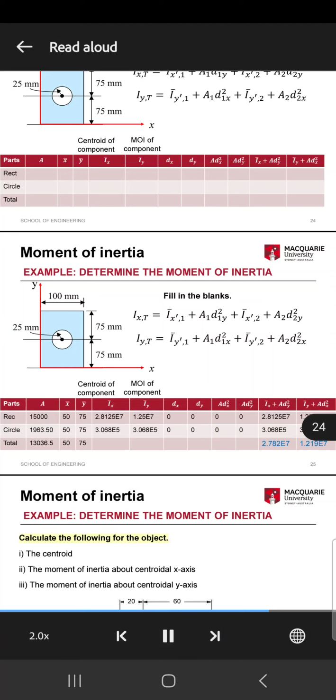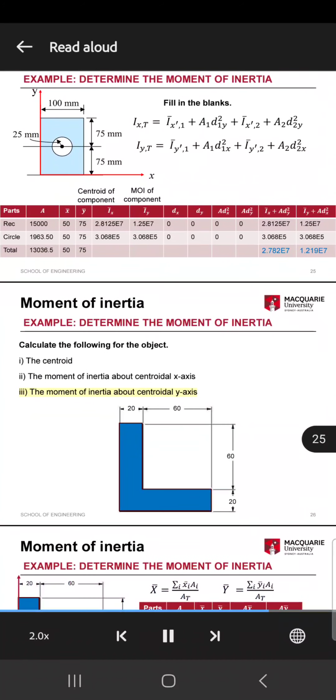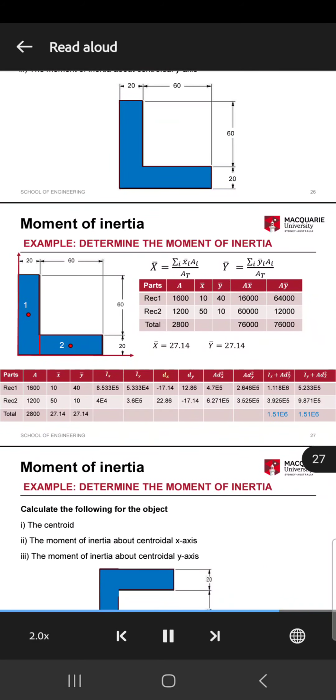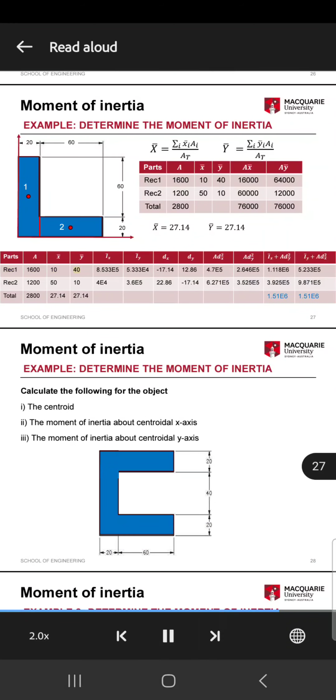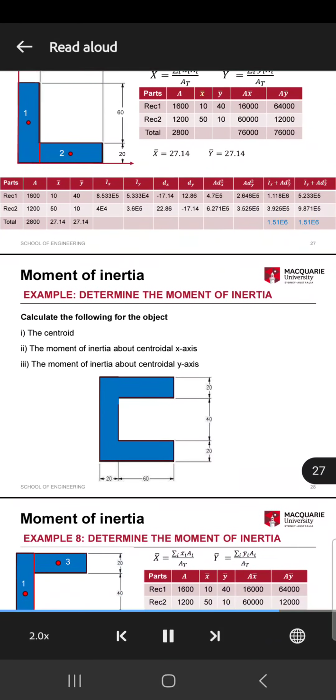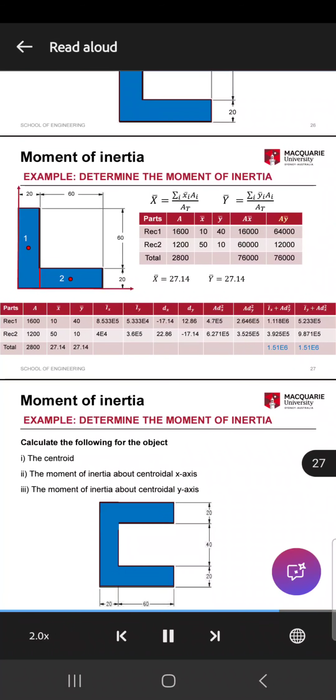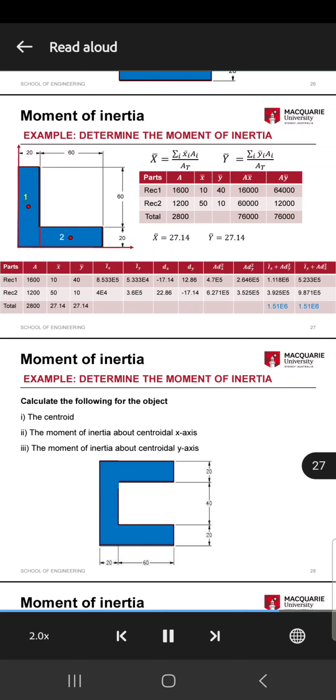Moment of inertia. Calculate the following for the object: the centroid, the moment of inertia about the centroidal x-axis, and the moment of inertia about the centroidal y-axis. Parts: A, x, y, I_xx, d_x, d_y. Rectangle 1, rectangle 2, total. Values 2,800 and 76,000.